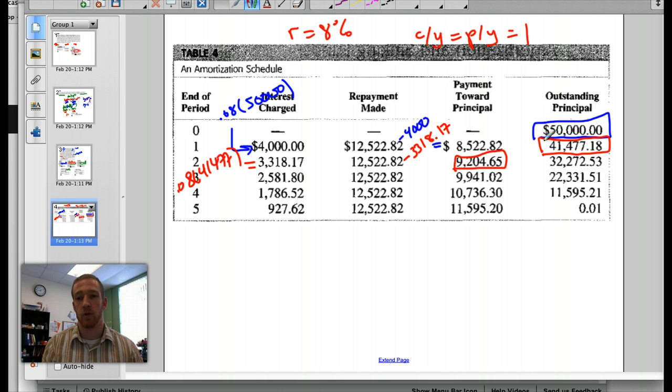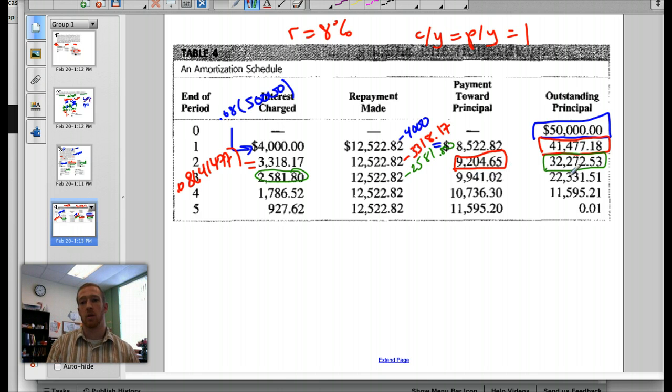Alright, so of your yearly payment, this much goes to interest, which leaves this much to go against the loan. So we do the previous year minus this, and that leaves you with this at the end of the year. And you continue the process. So this times 8%, 2,581.80 is 8% of this. So of your payment, that much goes to interest. So you do minus 2,581.80. That leaves you with 9,900.